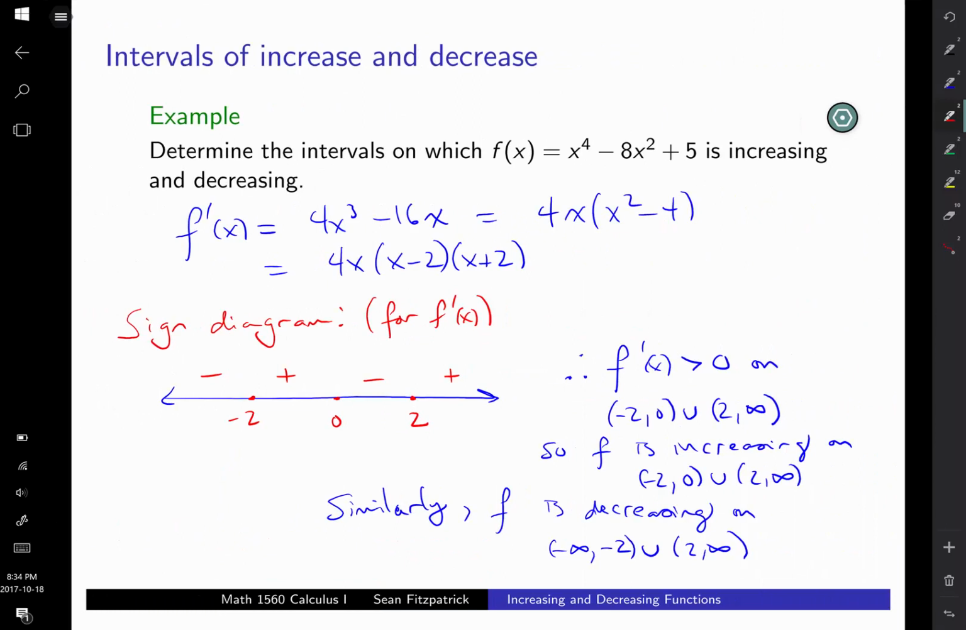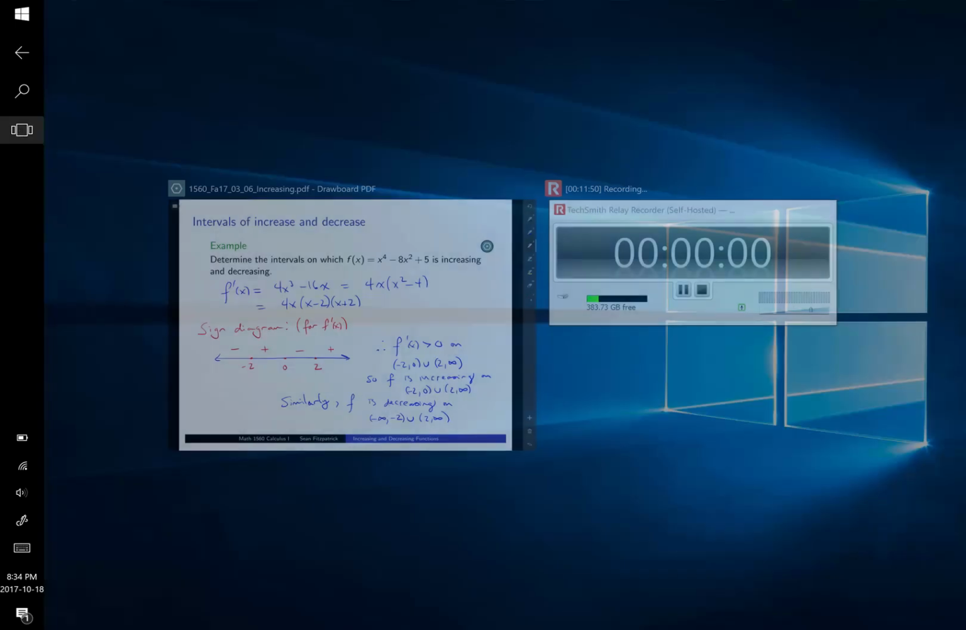Okay, so now in the next video we'll see how to use this information about intervals of increase and decrease to classify our critical points.